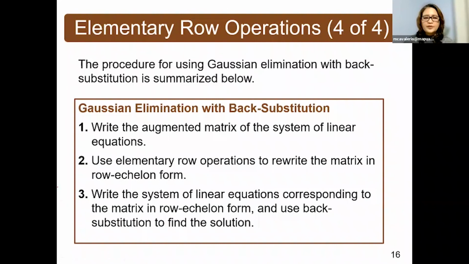So, the procedure for using Gaussian elimination with back substitution is summarized below. First, we write the augmented matrix of the system of linear equations, and then we use elementary row operations to rewrite the matrix in row echelon form, and we write the system of linear equations corresponding to the matrix in row echelon form and apply back substitution to find the solution.